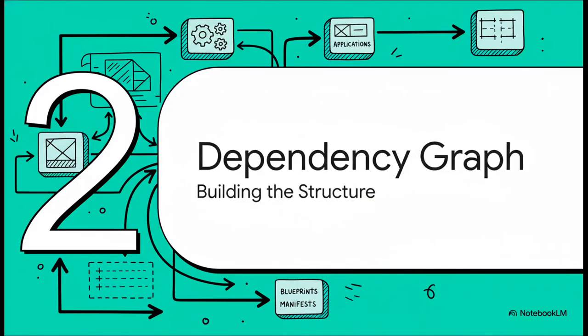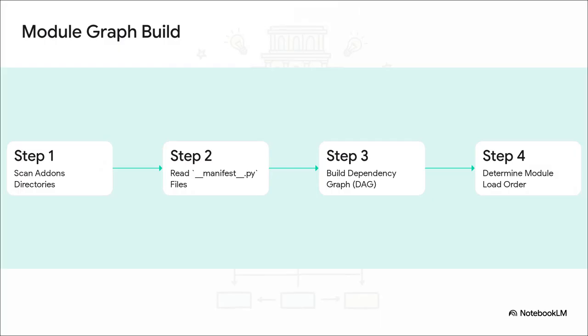Okay, so here's where it gets really interesting. How does Odoo actually use all these little blueprints to build the entire application? It all comes down to the dependency graph. When Odoo starts up, its core engine goes on a mission. It scans all of the add-on directories, reads every single manifest file it finds, and from all that information, it builds what's known as a directed acyclic graph, or a DAG.